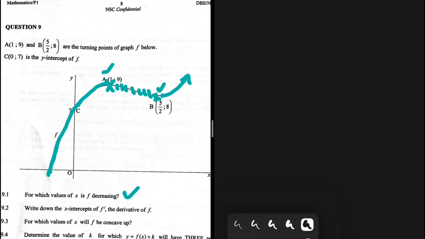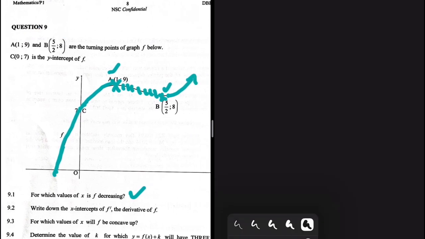But let's look at what happens between a and b. Clearly you can see that it is decreasing here from a to b, and then when it reaches b, it turns, hence turning point, and it starts increasing once more. It has a positive gradient, and here between a and b, it has a negative gradient. So we say that it is decreasing there.